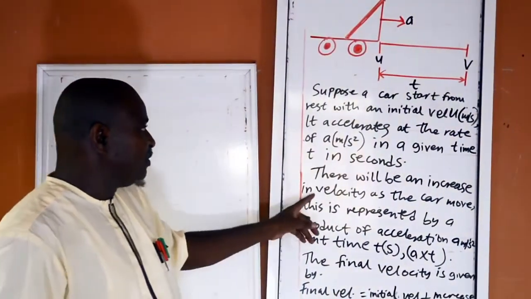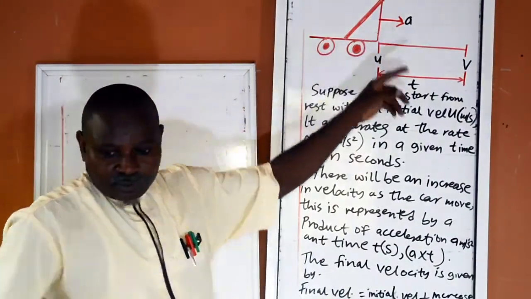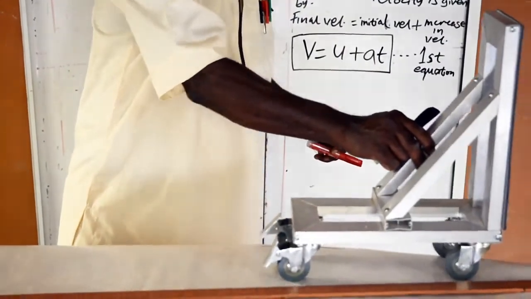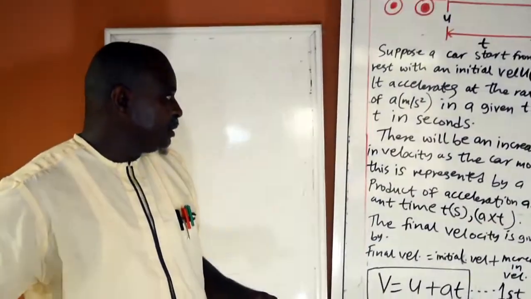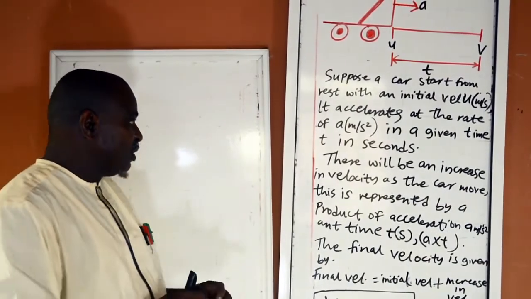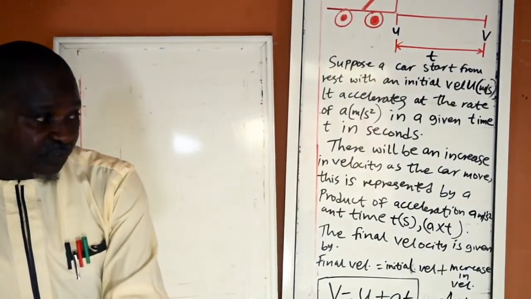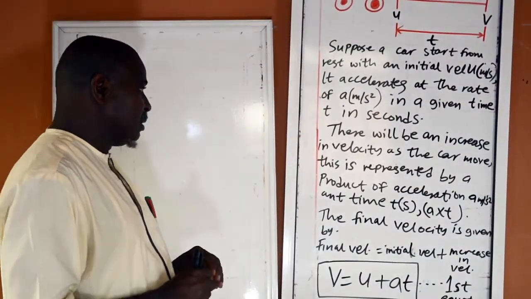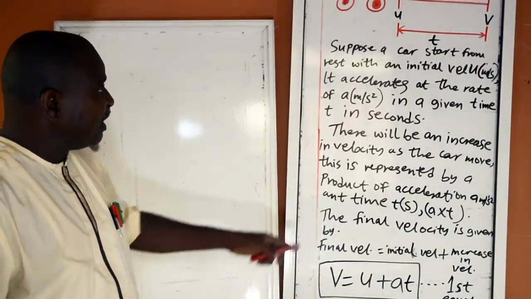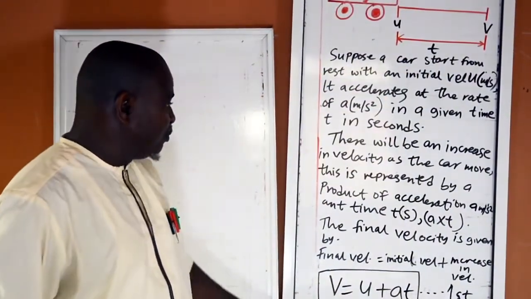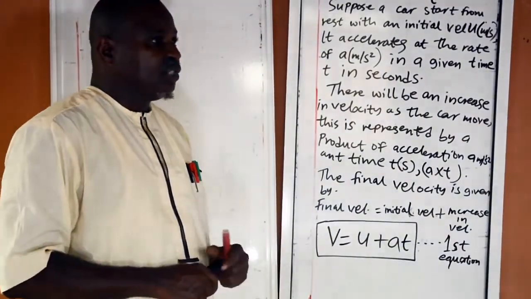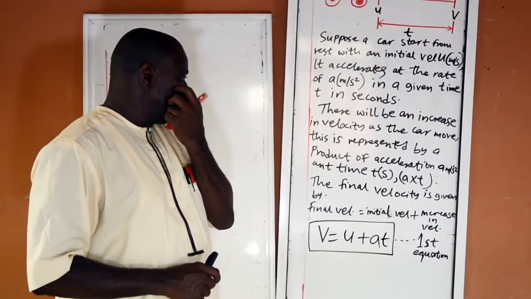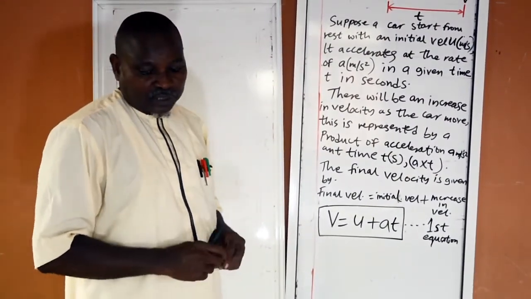There will be an increase in velocity as the car moves from here to here. The product of the acceleration and time will give us that increase in velocity. So the final velocity here will be given by the initial velocity plus the product of acceleration and time. V = U + AT. This is the first equation of motion.